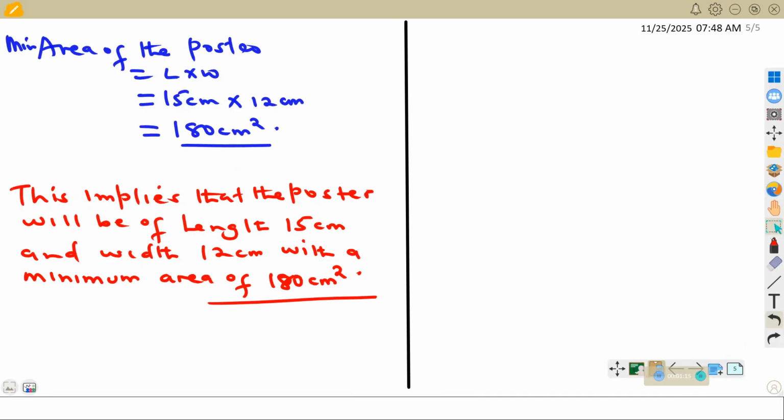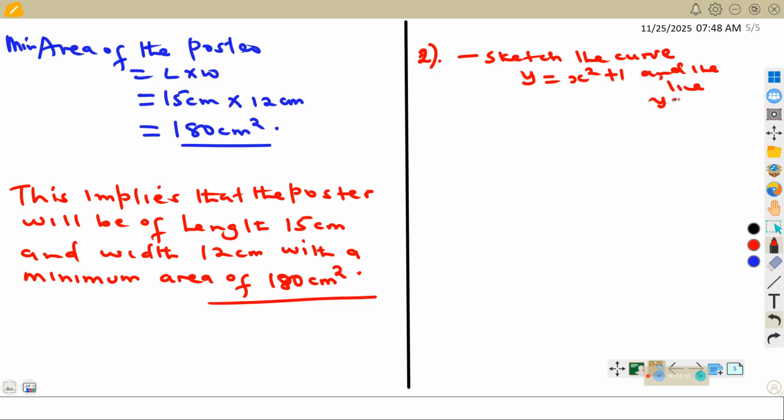So that is basically how we shall answer part 2. So let us look at the required response for part 2. In part 2, our major interest is to sketch the curve y equaling x squared plus 1 and the line y equaling 5. So we sketch the two, then we get the region which is bounded by this curve and this line. So let us look at sketching the curve y equaling x squared plus 1.